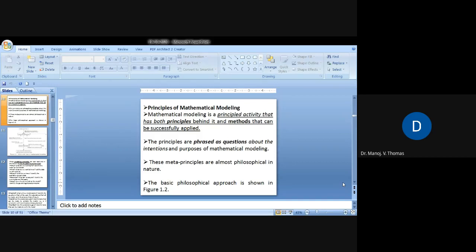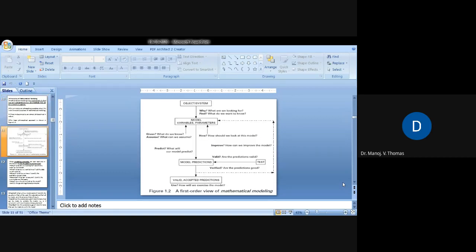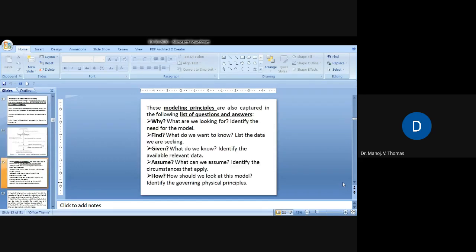These principles are philosophical. The basic philosophical approach is shown in the diagram. So here we talk about the basics of mathematical principles of mathematical modeling. What are the basic principles of mathematical modeling? The modeling principles are also captured in the following list of questions.